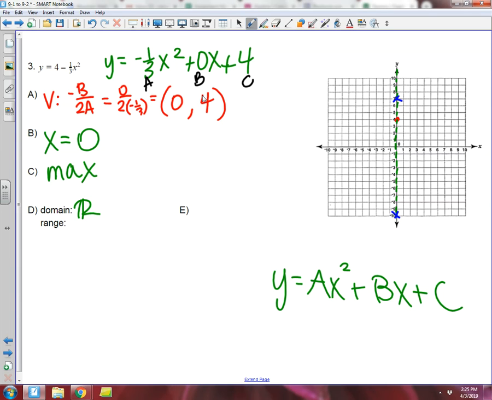Now let's talk about the range. The range is the y's, that's up and down. Does this graph go all the way up or all the way down? It goes all the way down, which means it has a very highest point, correct? What was the y value at that very highest point? 4. So are all the y's bigger than 4 or less than 4? Less than, because remember that was a max, so we're going to say y is less than or equal to 4. Now, what's the y-intercept? Where does this thing cross the y-axis? What's the ordered pair? 0, 4. Do you agree that my y-intercept is the same as my vertex?